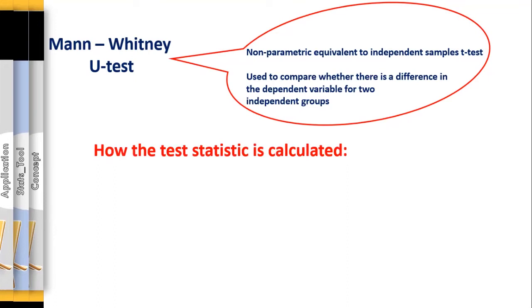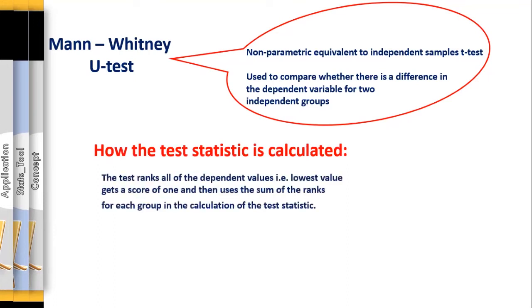Now, how is this test statistic calculated? The test ranks all the dependent variable values, i.e. the least value gets a score of 1, and then uses the sum of the ranks of each group in the calculation of the test statistic. So basically, this is how the Whitney U test is calculated. Now, having established this theoretical basis for the Whitney test, we want to dive into the JASP platform and see how we can demonstrate this practically.